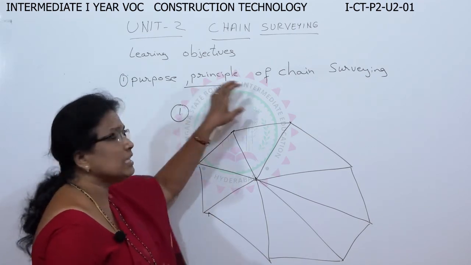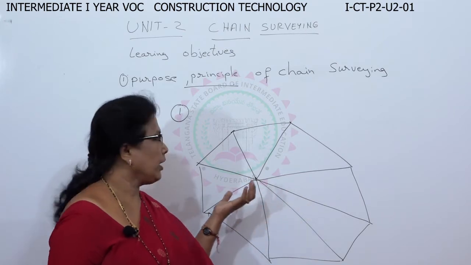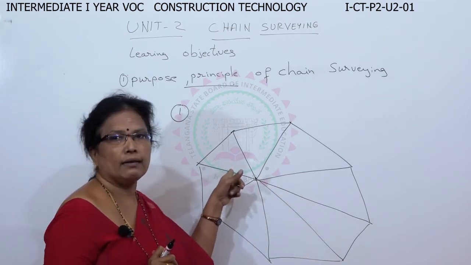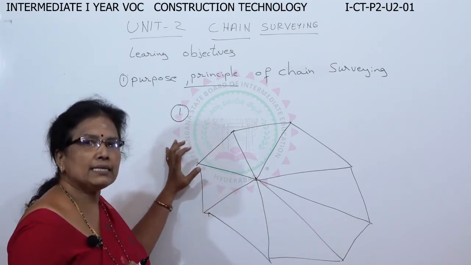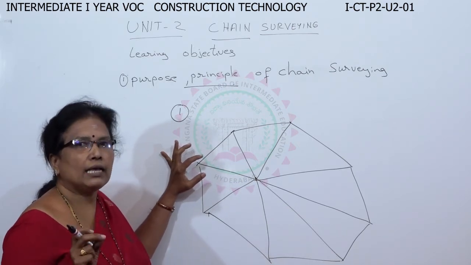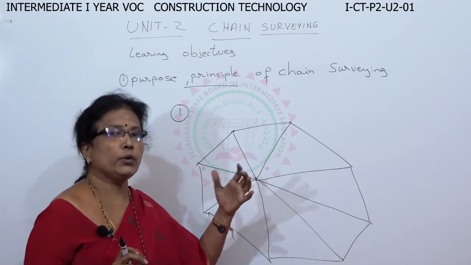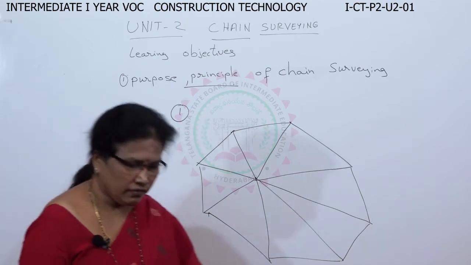So the main principle of surveying is to divide the area into small parts, and that too in which shape? Triangle. Why triangle? Because triangle is the simplest figure for taking measurements as well as to calculate the area. Hence, we divide the whole area into a network of triangles. That is the main principle of surveying.